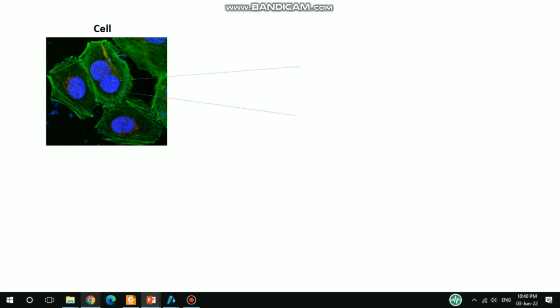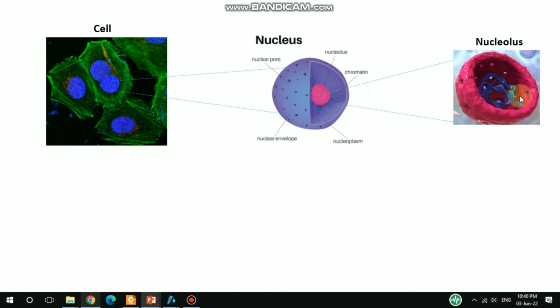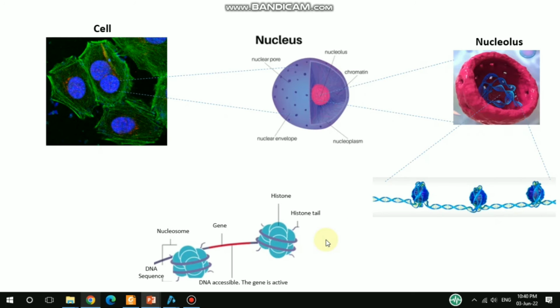If you zoom in on this nucleus, it contains the nucleolus, and this nucleolus contains the genetic material, our chromosome. This is the long strand, the long sequence of DNA, and this DNA is wrapped by the histone protein. So how exactly are these genes wrapped around the histone proteins? These small fragments are called genes.